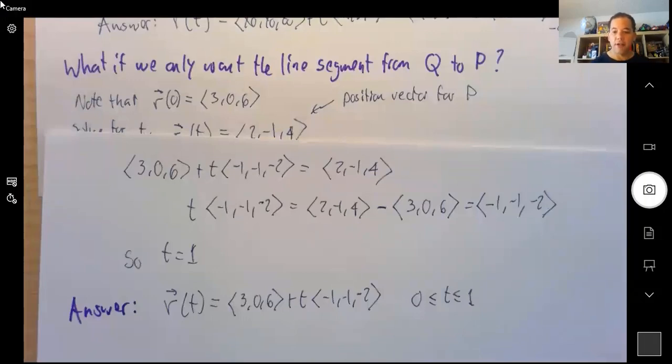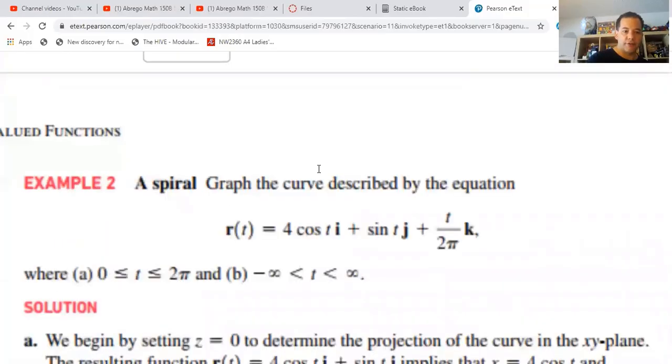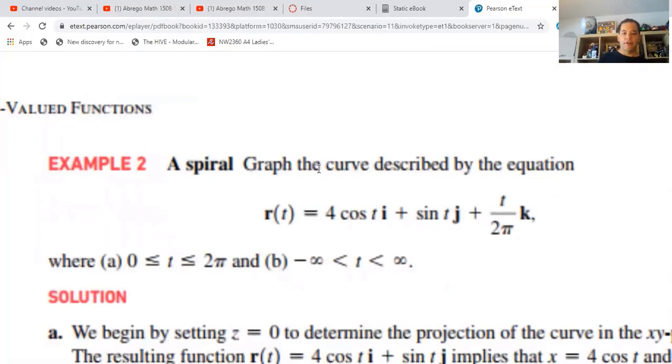So now for the rest of the class, we're going to learn how to graph, or how to get an idea at least, of how other types of vector functions look like, how the curves look like. So let me start by looking at example 2. Let's go to the book. And so this is what we want to do. It says, graph the curve described by the equation, and you have it right there.